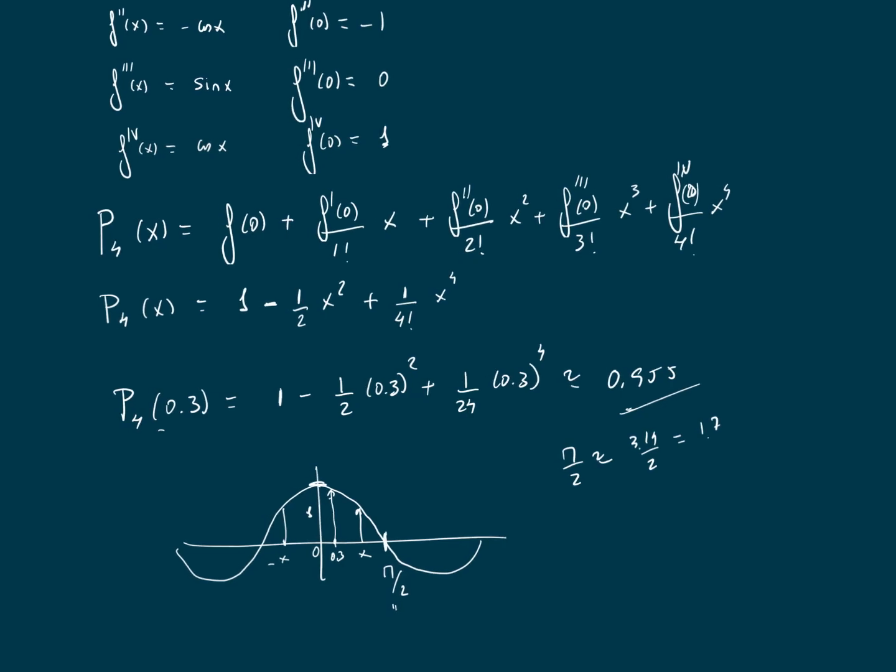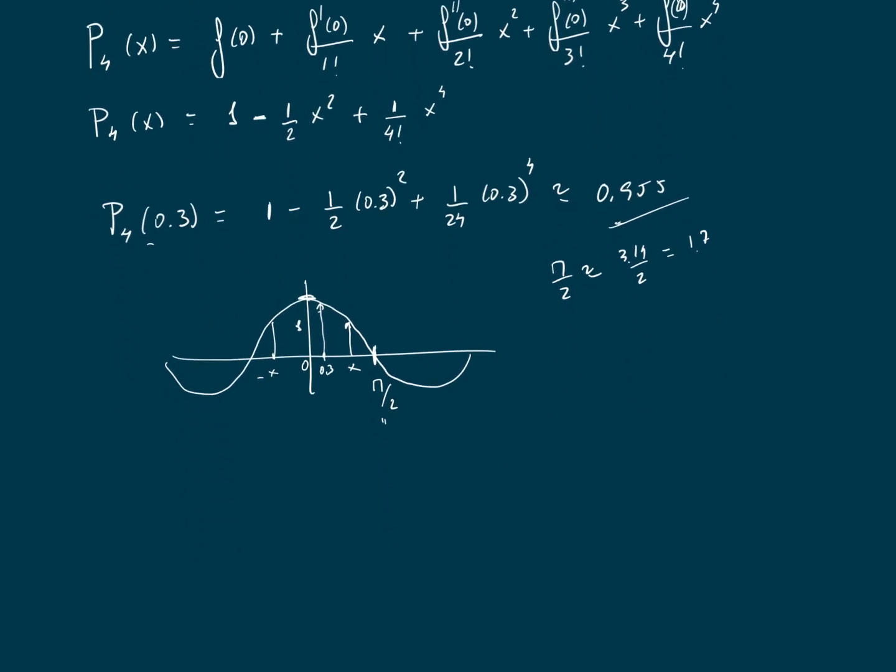And this is the second part of the problem. The second part of the problem says, okay, if the value of the polynomial at 0.3 is 0.955, what is the error that you make? What is the maximum error that you make? So the function f of x is equal to the polynomial, in this case the 4-degree polynomial, plus an error. The error, we call it R4, depends on the point x that you choose. In this case, we choose the point x to be 0.3.